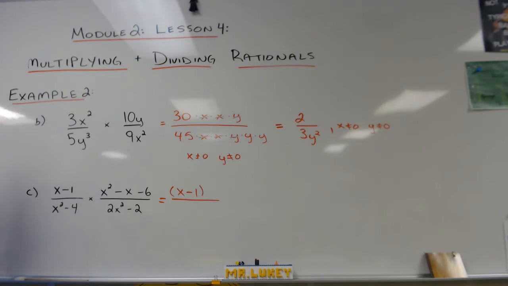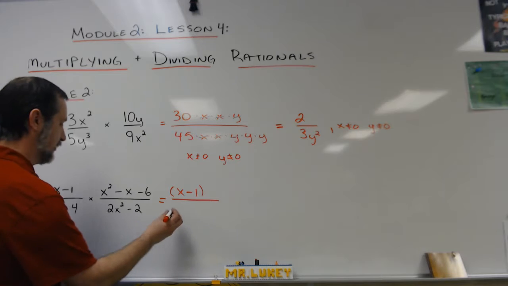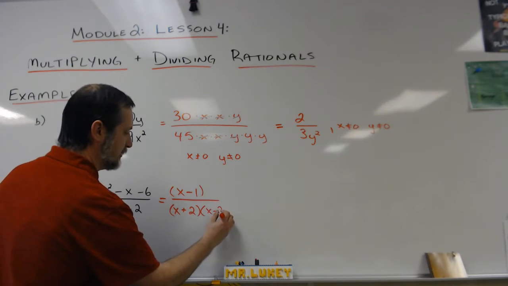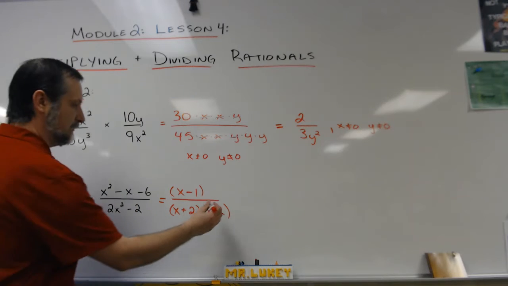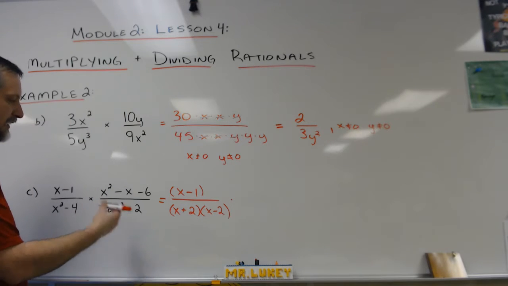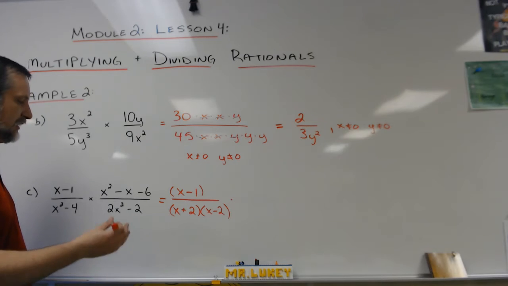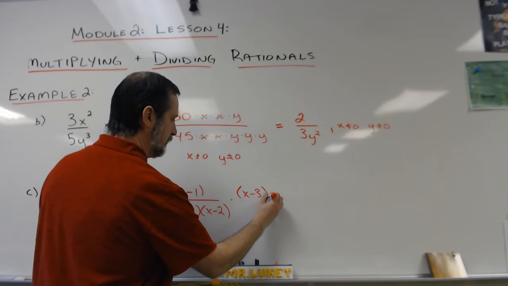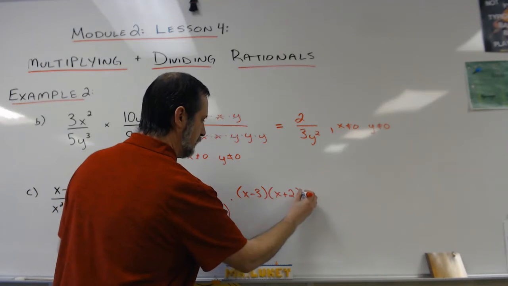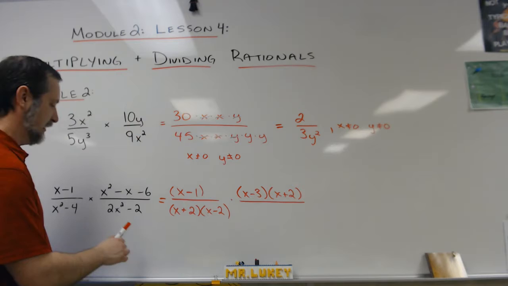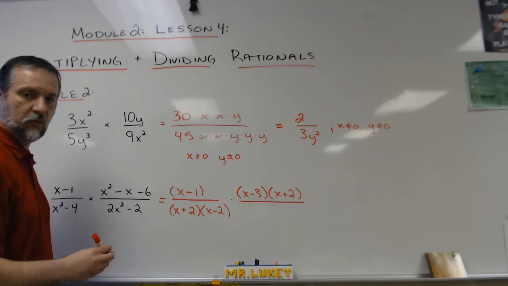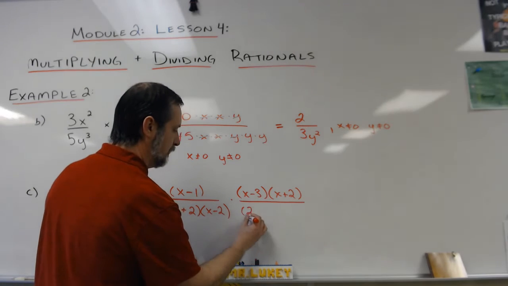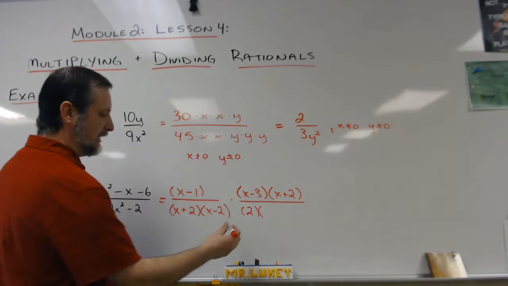X squared minus 4, perfect square, difference of squares: x plus 2 times x minus 2, times x squared minus x minus 6. So this is going to be minus 3 and plus 2. Then 2x squared minus 2. This is the one we're going to have to watch out for because we can divide 2 out of both of these. Let's get rid of that 2, and that's going to leave us with an x squared minus 1.